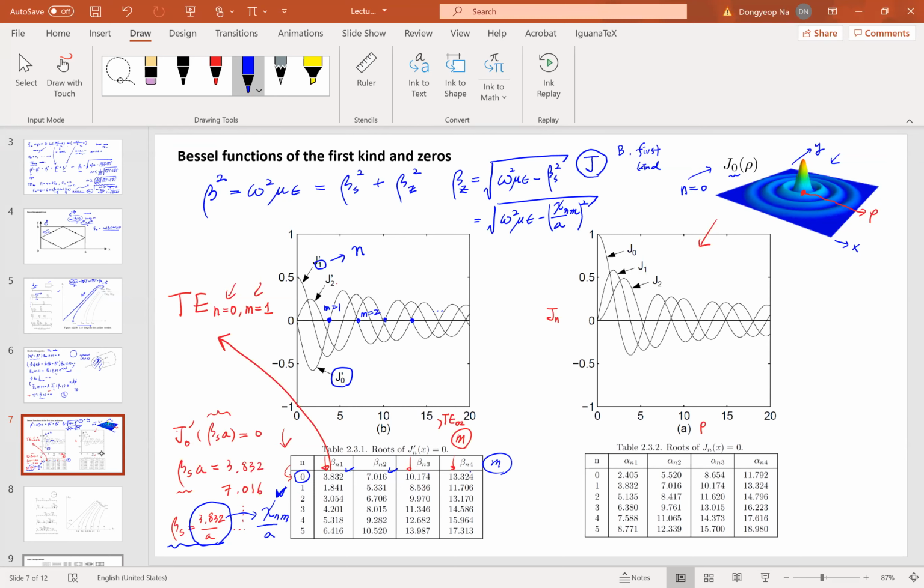So in order for this beta z to be a positive value, our cutoff frequency, where the subscript c means the cutoff, of the TE nm mode becomes 1 over square root of mu epsilon, times chi nm over a. Okay, this is the cutoff frequency of the circular waveguide.